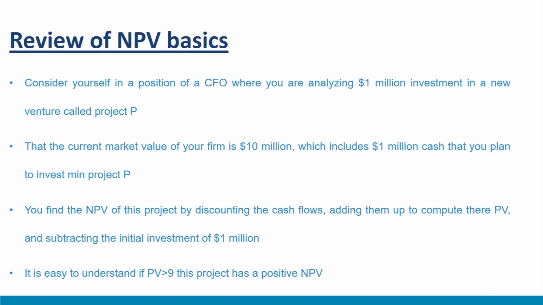It is given to you that the current market value of your firm is $10 million, which includes $1 million cash that you plan to invest in Project P. The other assets and opportunities with the firm must be valued by the market at $9 million. Therefore, should you decide to accept this project, the value of your firm will be 10 minus 1 plus PV, that is equal to 9 plus PV. It is easy to understand that if this present value PV is greater than 9, this project has a positive NPV.